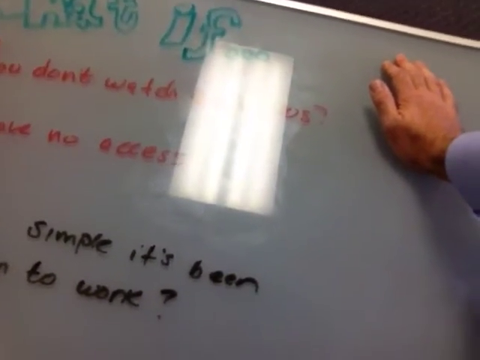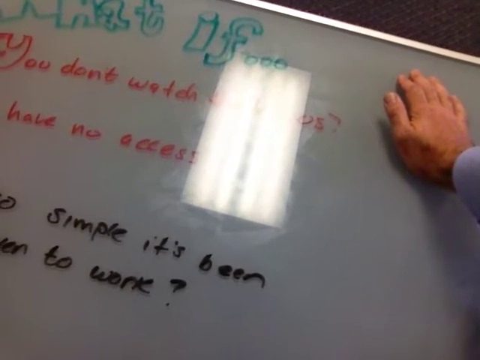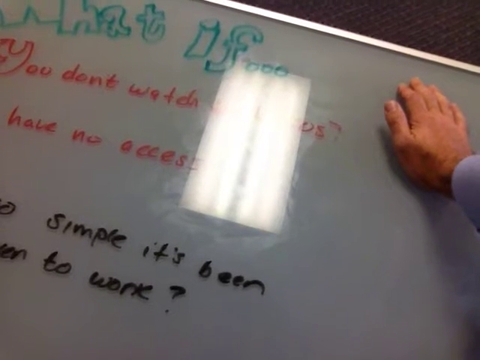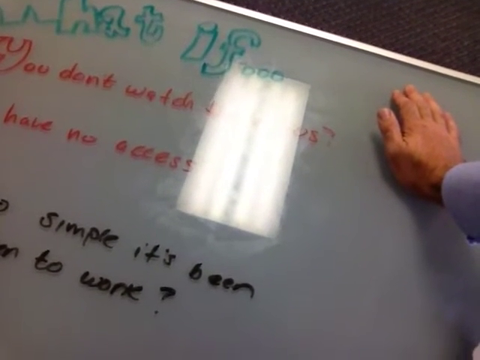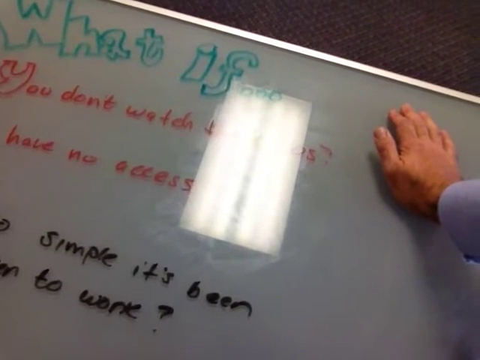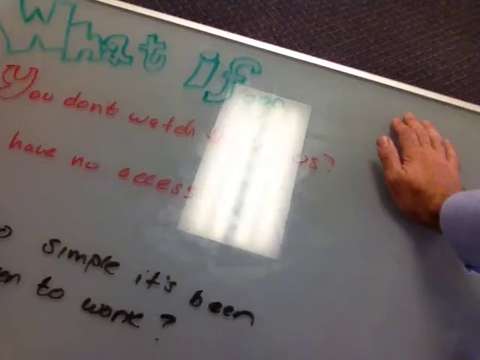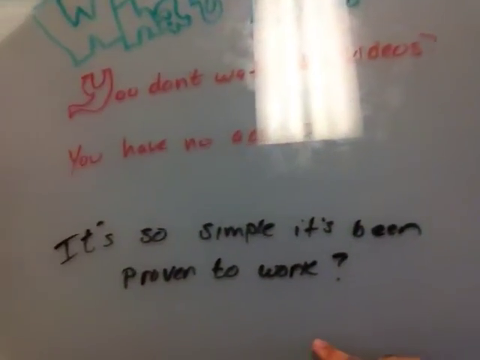What if you have no internet access? Well, your library does, I promise you. There's an increased amount of accountability in this schema. I promise you your library has internet access. I promise you you know at least one person who does, and it only takes about 5 minutes. And then what if, most importantly, what if it's so simple that it's proven to work? And it has been proven to work.